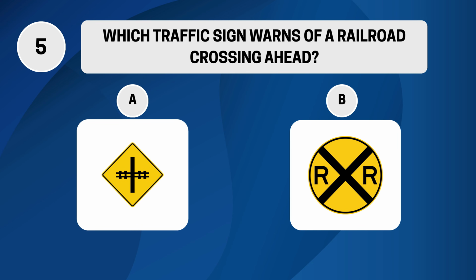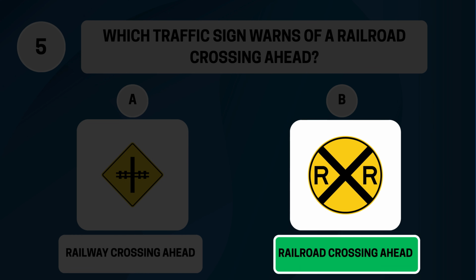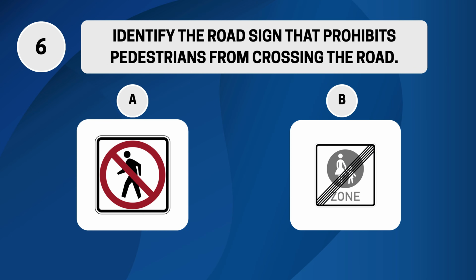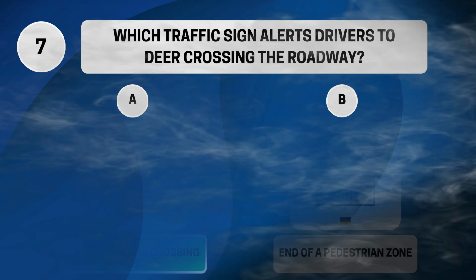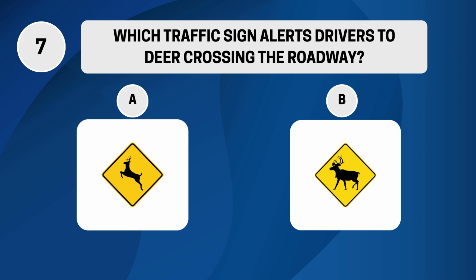Which traffic sign warns of a railroad crossing ahead? Identify the road sign that prohibits pedestrians from crossing the road. Which traffic sign alerts drivers to deer crossing the roadway?